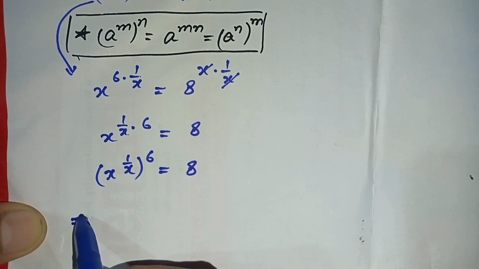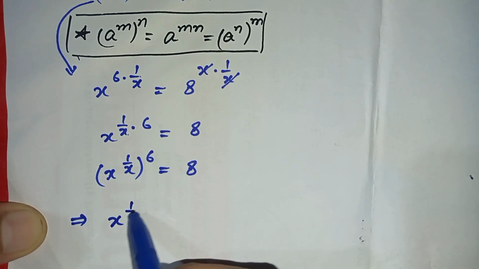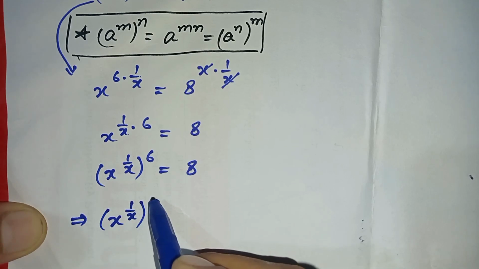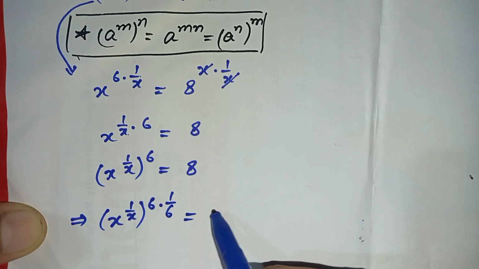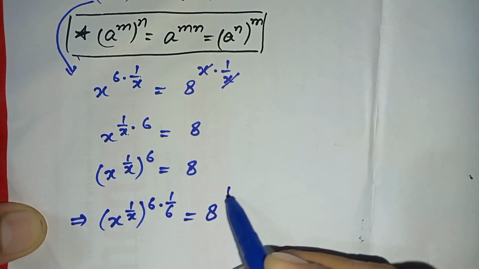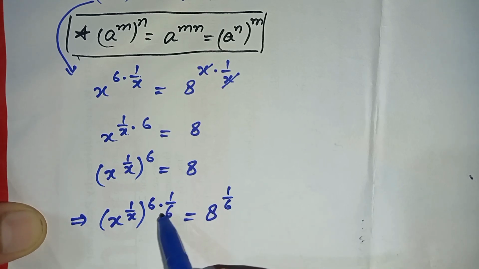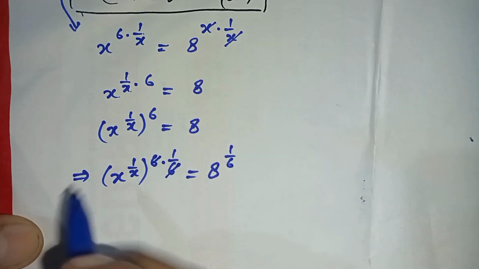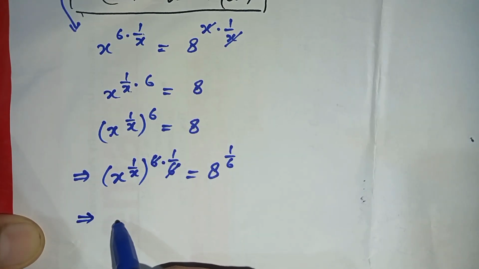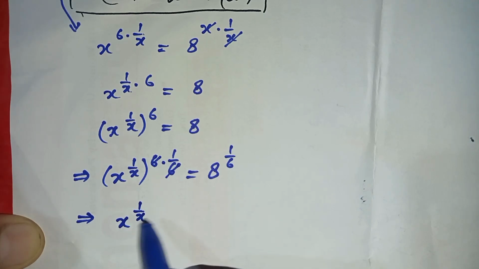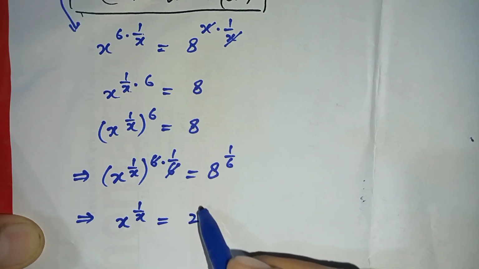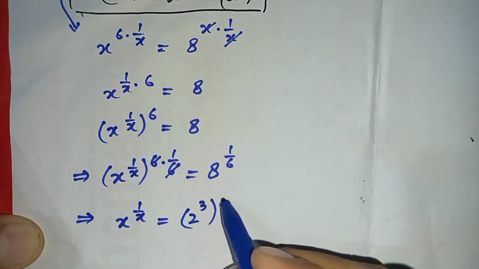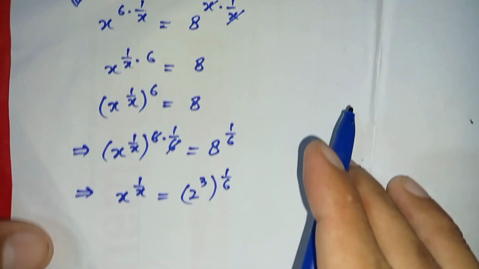So it will become, implies x raised to power 1 over x whole raised to power 6 times 1 over 6 is equal to 8 raised to power 1 over 6. Here on the left hand side, this 6 and this 6 will be cancelled with each other. So only x raised to power 1 over x is left, and on the right hand side we can write this 8 as 2 raised to power 3 whole raised to power 1 over 6.